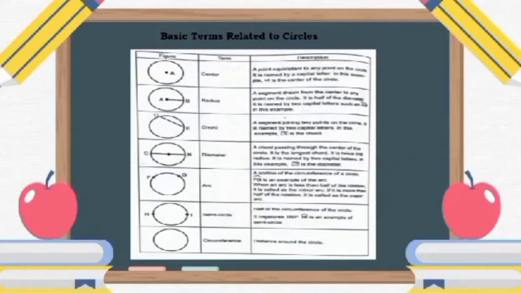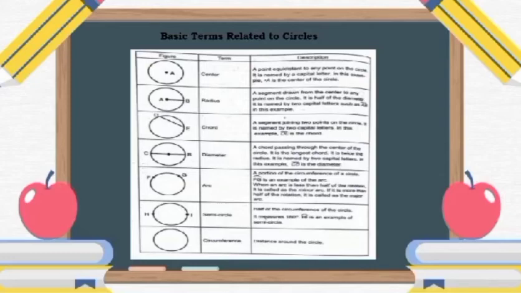Basic terms related to a circle. On the right side of the table, it shows the different terms related to the circle. In the middle is the term for each one of them, and they also have their own description. So the first term is the center: a point equidistant to any point on the circle. It is named by a capital letter. In this example, A is the center of the circle.